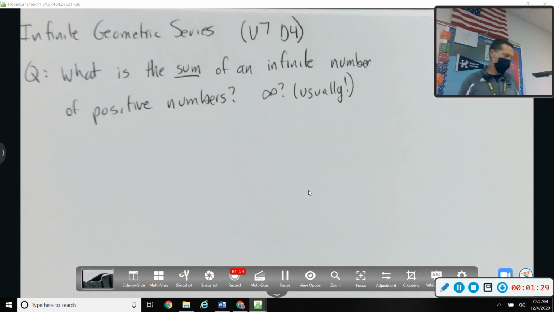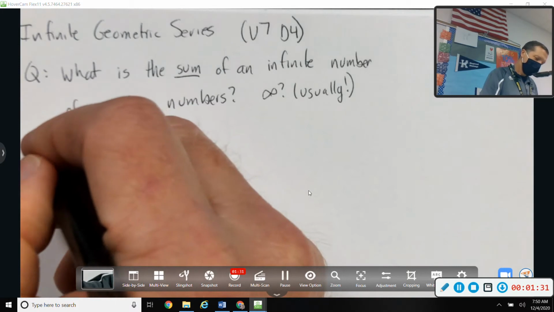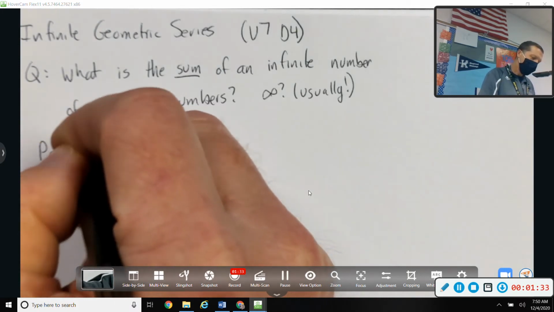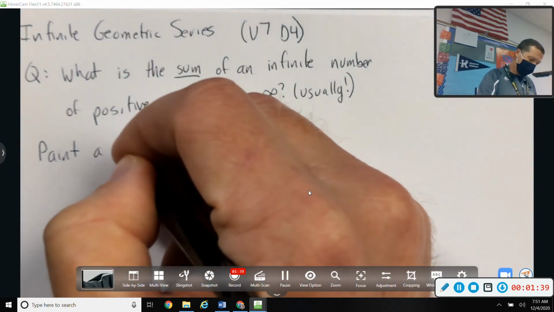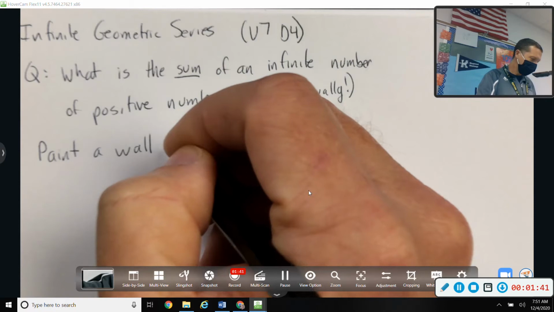Wait, does it look like that exclamation point? So that's adding up all the factors. That's multiplying all the factors. Yeah, the factorial. Let's paint a wall. Like, what? Why are we painting a wall?